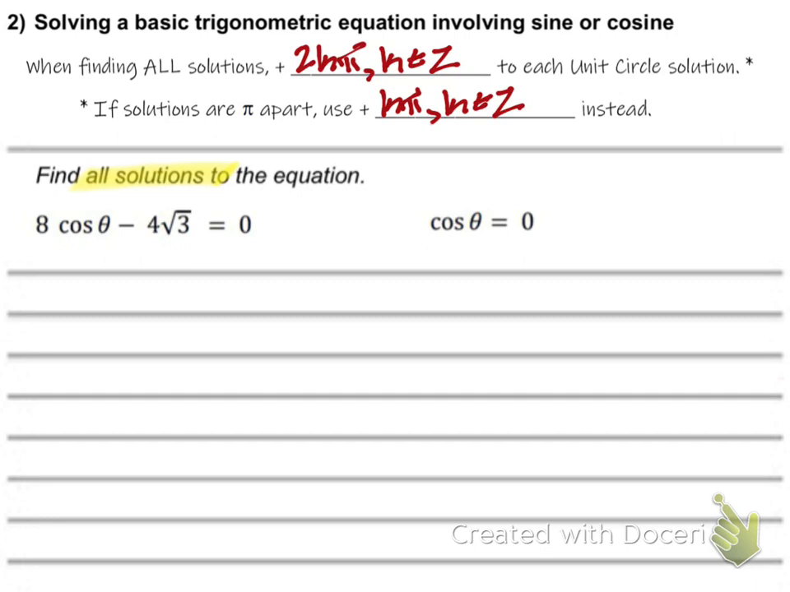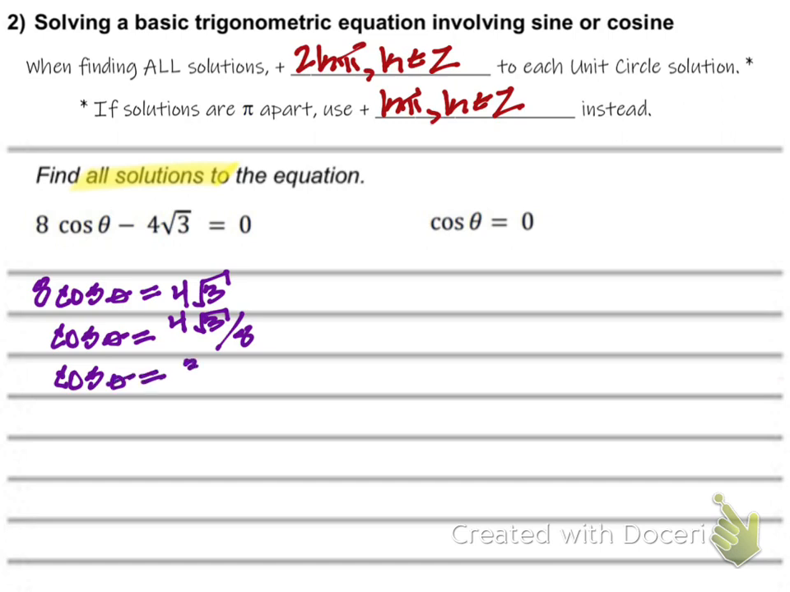So we're going to do the same thing we did a minute ago. To solve this first equation, we're going to add 4 root 3 to both sides, right? So I'm going to have 8 cosine theta equals 4 root 3. So next I would divide by 8, right? And we'll have cosine theta equals 4 root 3 over 8, which reduces to root 3 over 2.